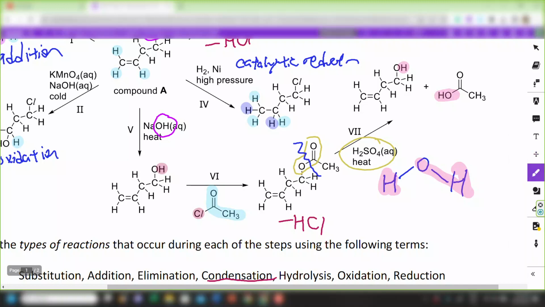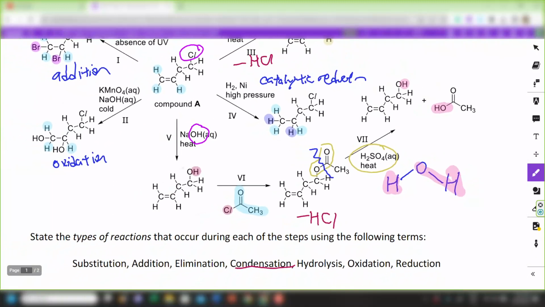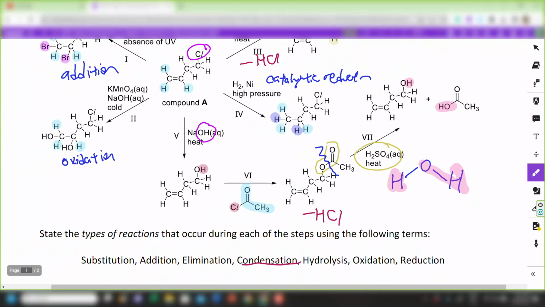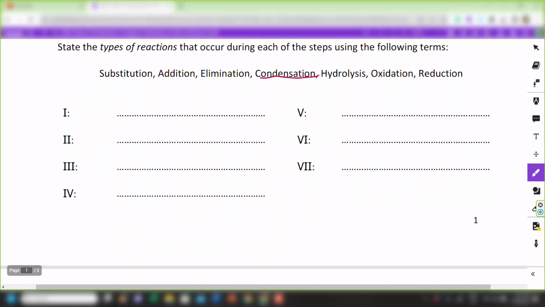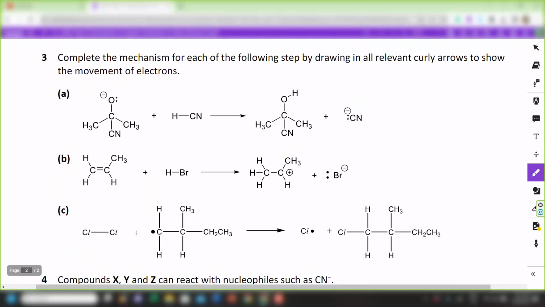I won't go into further details because you do not need to know the mechanism of the reactions. If you want to know the detailed mechanism, you can learn that either on your own, or you can consider taking up a H3 course next year.